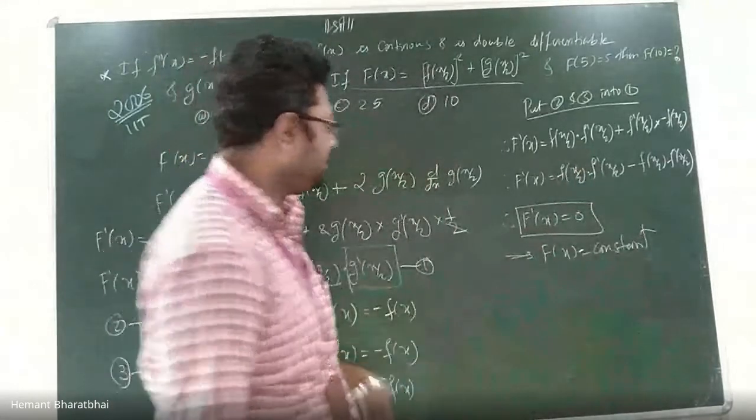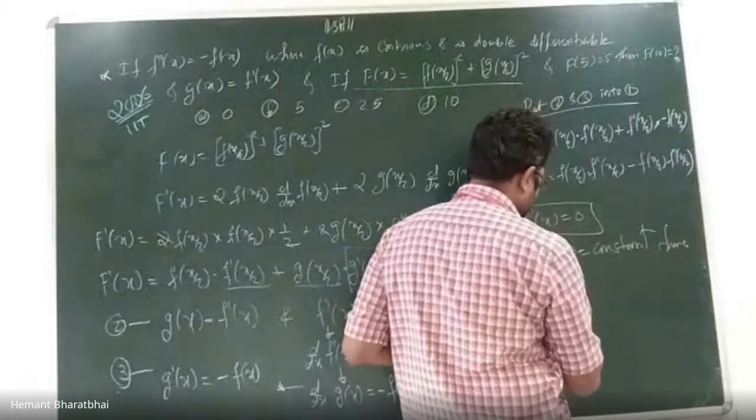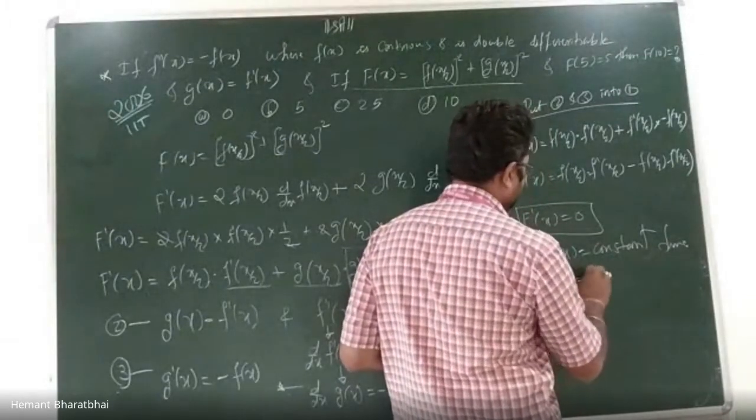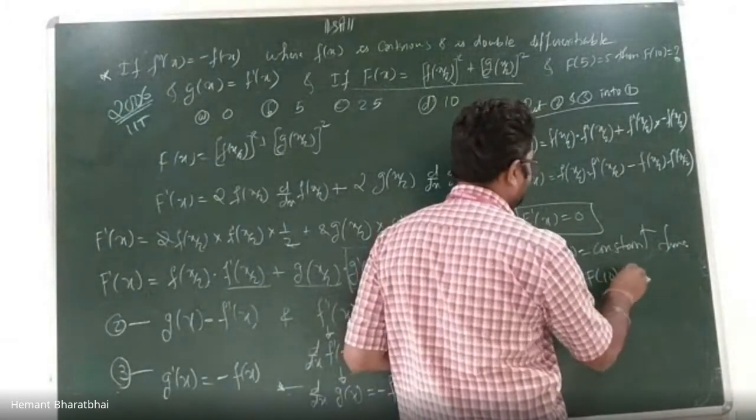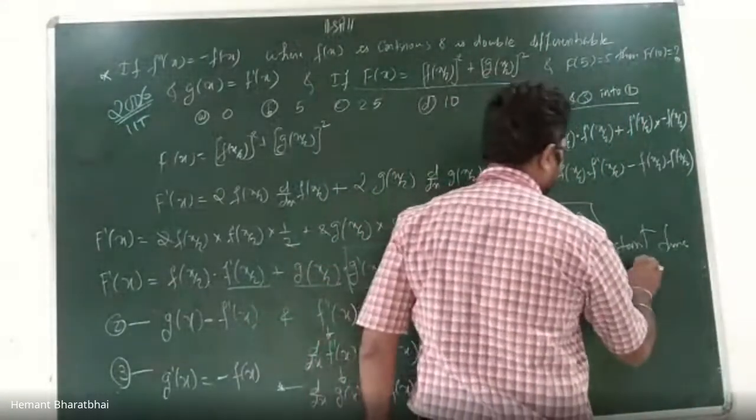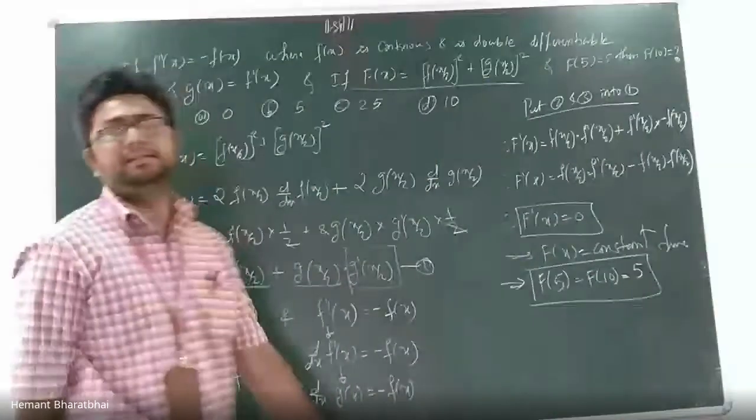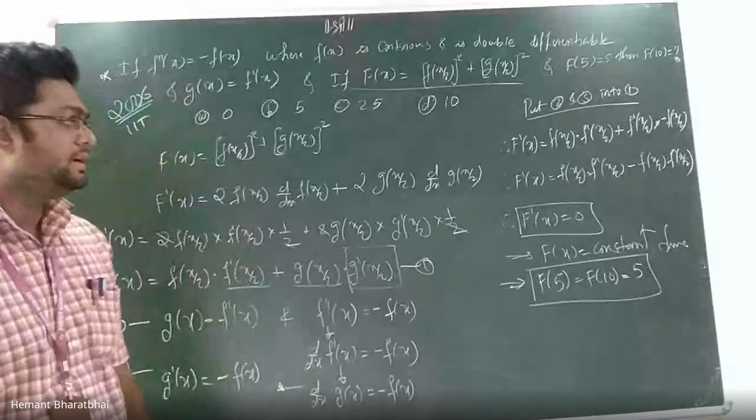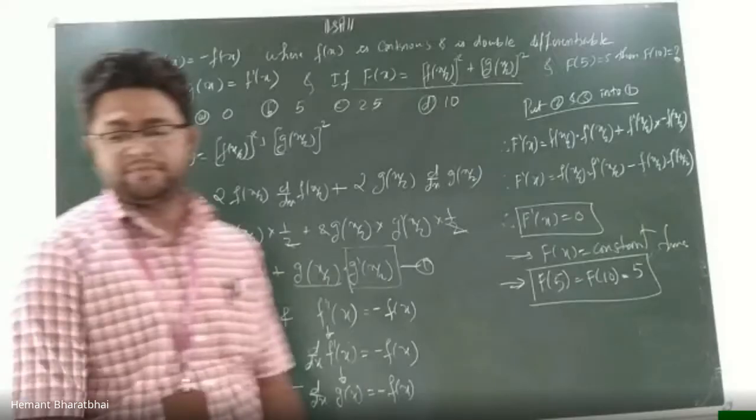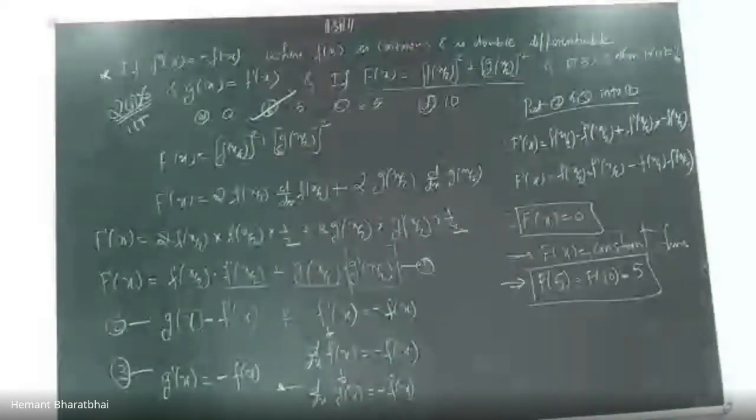So if it is a constant function, it means that my f of 5 will be nothing but equal to my f of 10 will be equal to f of any value, and f of 5 is 5, therefore my f of 10 or f of 100 or f of 1000, whatever it is, will remain the same. Why? Because it is a constant function. Therefore my f of 10 will be 5. Therefore what is my answer? Option number B. So option number B is my answer.